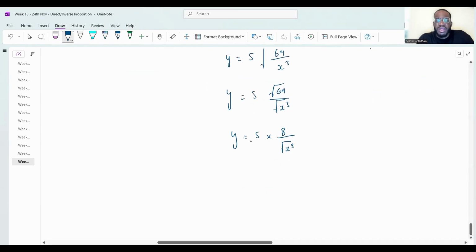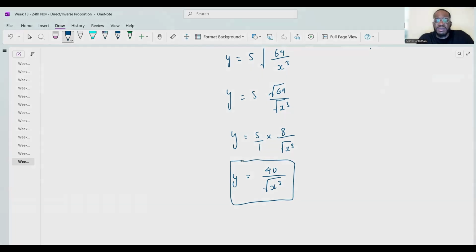And then how do we work that out? We'll just put the 5 over 1 and multiply across. Y is going to equal 40 over root x cubed. And you can literally leave it like this, and that is going to be our answer.